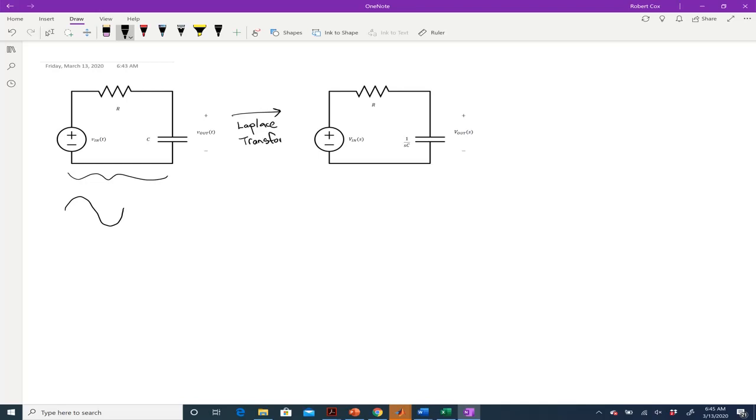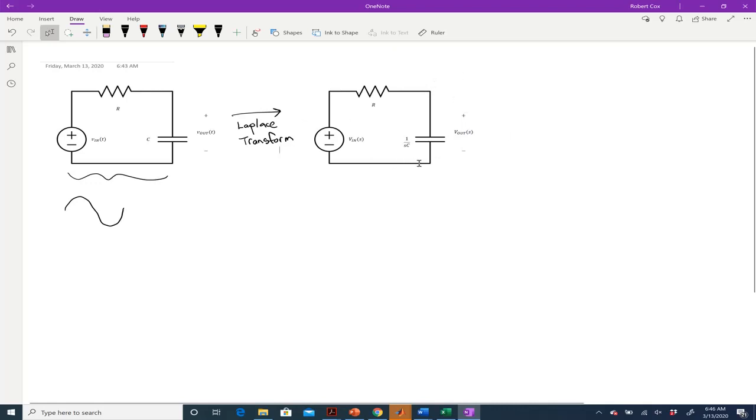What I have in the circuit on the right is the Laplace transform of the input, and then these impedances in the Laplace domain. The output voltage that I have here is not the actual output voltage, but the Laplace transform of that output voltage. So what we said was you could use this circuit and do impedance analysis just as we always have.